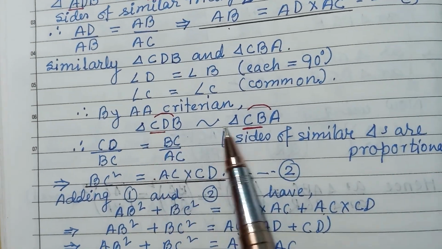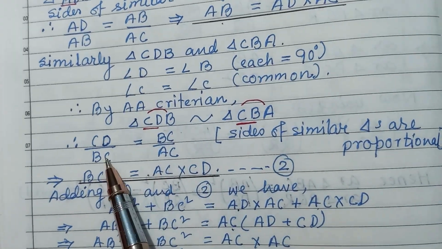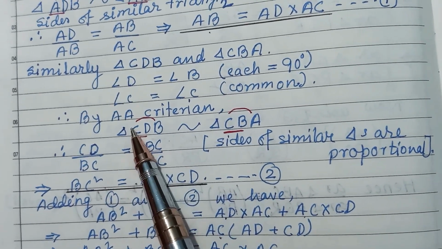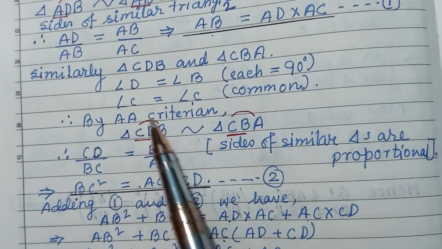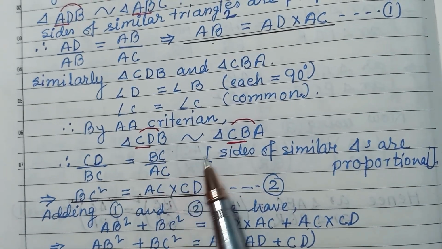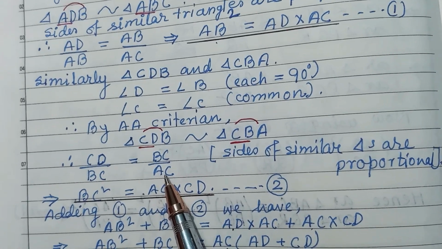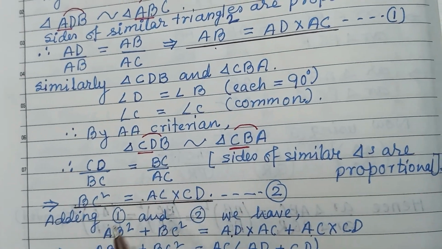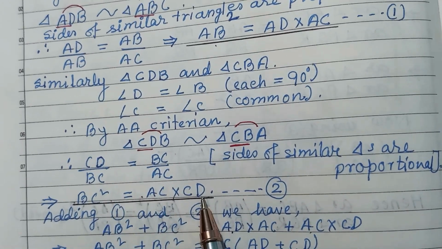Therefore, CD upon CB, meaning BC, is equal to CB, meaning BC, you can write according to alphabetical order, BC upon AC. Now again cross multiply. It is BC square is equal to AC into CD.